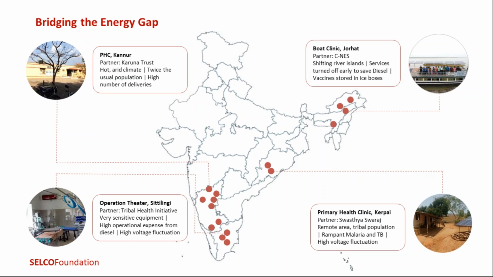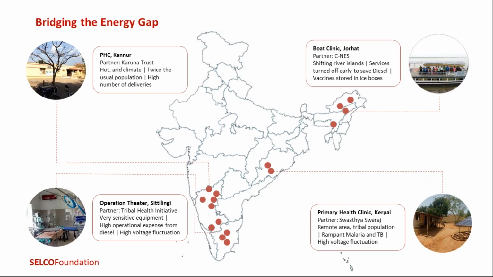And that's something I want to bring out. So first, if you see on the top left, is a primary health center that's run on a public-private partnership by Karuna Trust. It's in North Karnataka, and it's located in a very hot climate. One thing that's unusual about this PHC is it caters to twice the amount of population that a typical PHC would usually cater to. In this case, it caters to more than 60,000 people, and therefore there's a lot more deliveries that happen in this PHC.